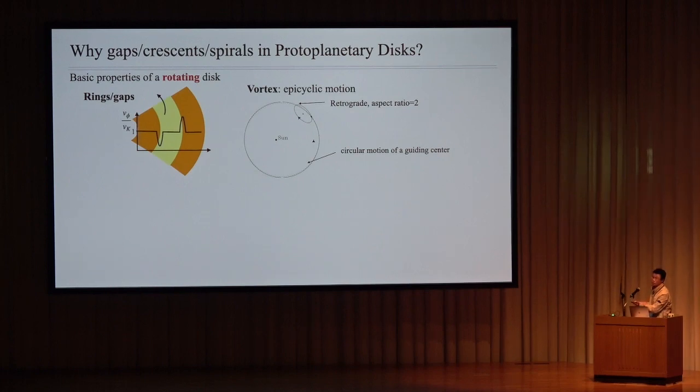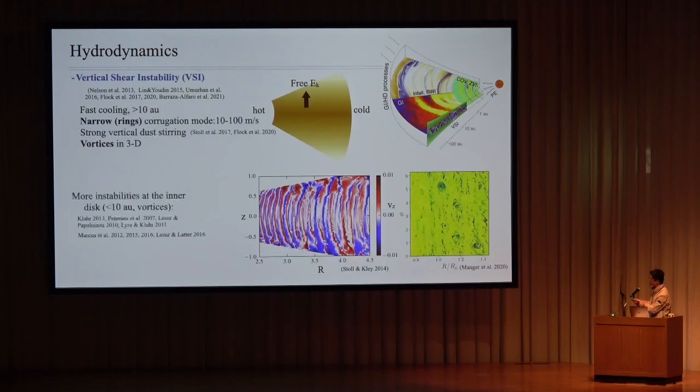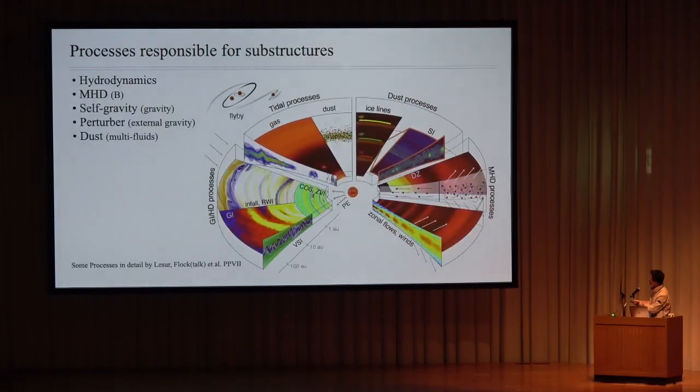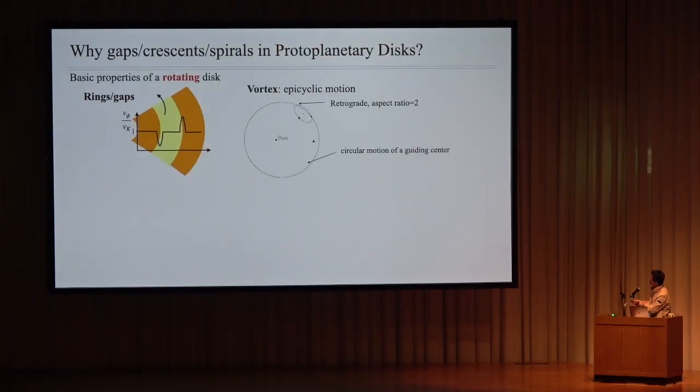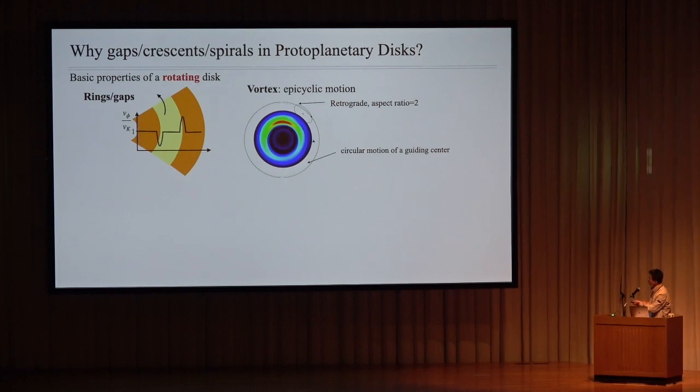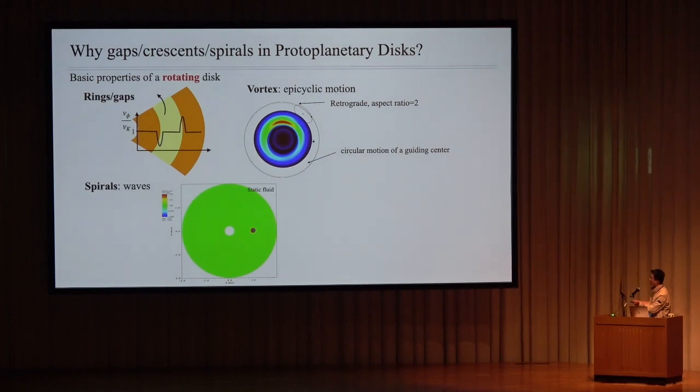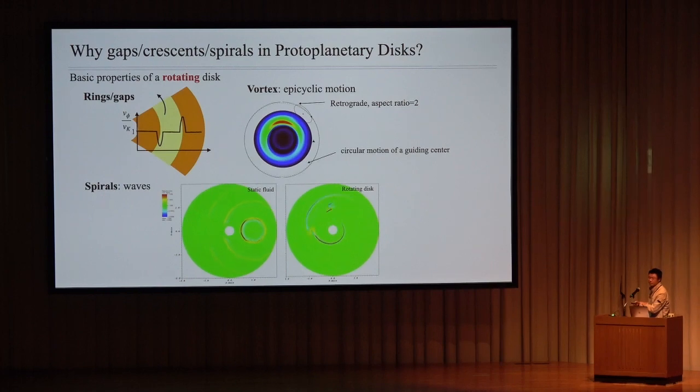a retrograde epicyclic motion. If the fluid has some coherent epicyclic motion, then you will produce a vortex and a large-scale asymmetry. And the spirals are basically waves in the disks. If you perturb a static fluid like the surface of a water pond, you have these circular ripples. But if you perturb a Keplerian rotating disk, the perturbation will quickly be sheared into spirals. So all these features reflect just the existence of the disk.